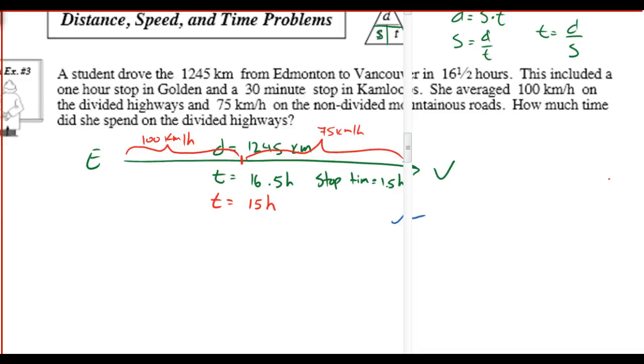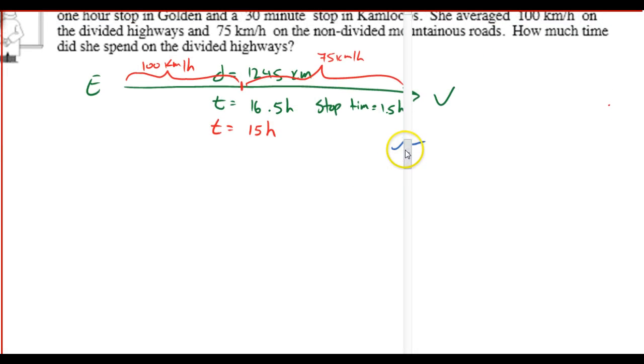So let's start with the fast highway. Let's call that distance 1, D1. D1 is going to equal, well, what does D equal? D equals speed times time. The speed for the fast highway was 100 kilometers an hour times t, and we're going to call that T1 because that's the first bit she drove on. Okay, so that's the first equation.